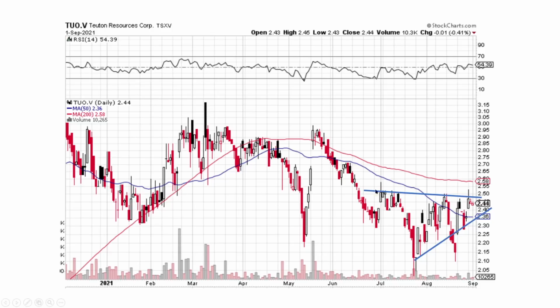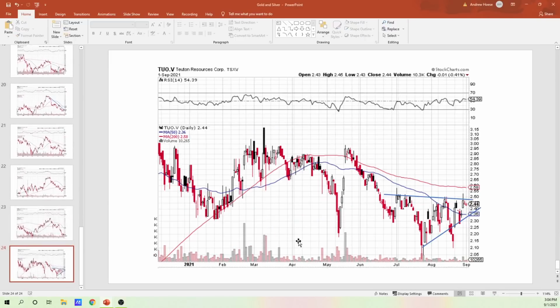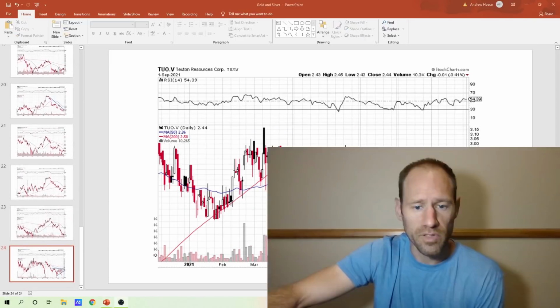But this looks very good. We're kind of coiling up here. Higher lows all coming through. We've got 2 small down days. That's pretty muted. Usually that results in a launch higher, usually. And I do own a lot of Teuton Resources, just as a disclosure. So that's what I have for gold and silver.